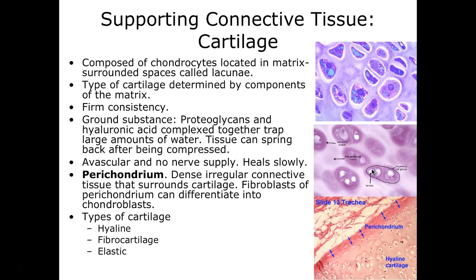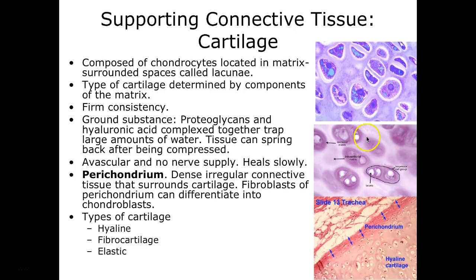The type of cartilage is going to be based on the components within their matrix. So we will get into that on the next slide. But they have a firm type of consistency, so they're going to be a little bit more semi-rigid, not as rigid as bone, but of course not as fluid as blood.